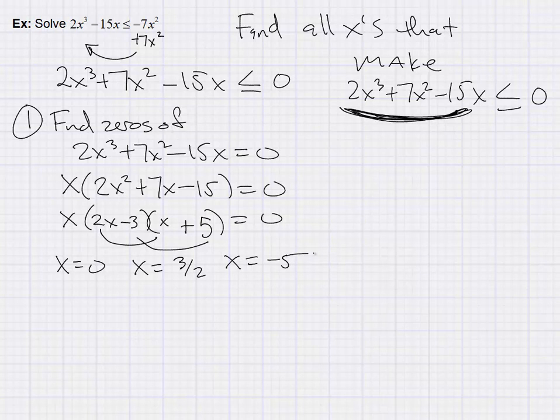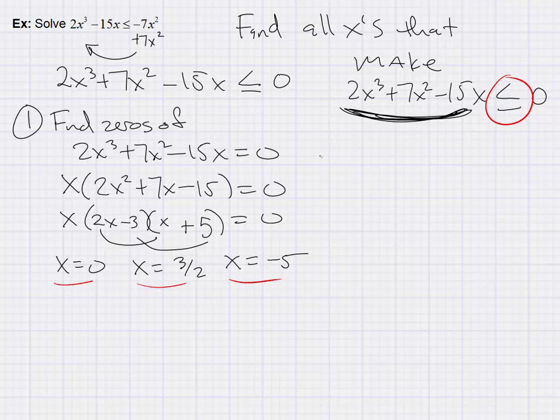So that's where my function is equal to 0, which is somewhat of what I was looking for, right? I'm trying to figure out where my function is less than or equal to 0. Well, these are where it's equal to 0, so these are some of my solutions, but there's still more, because now I have to figure out where it's less than 0.